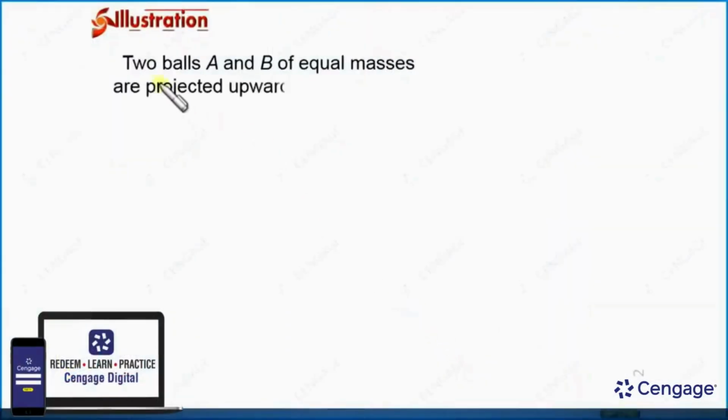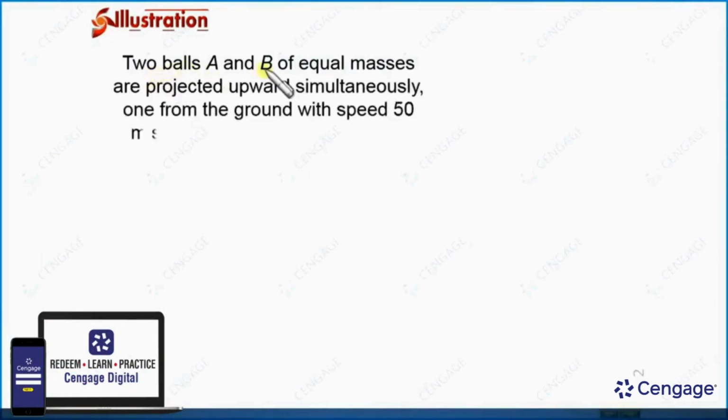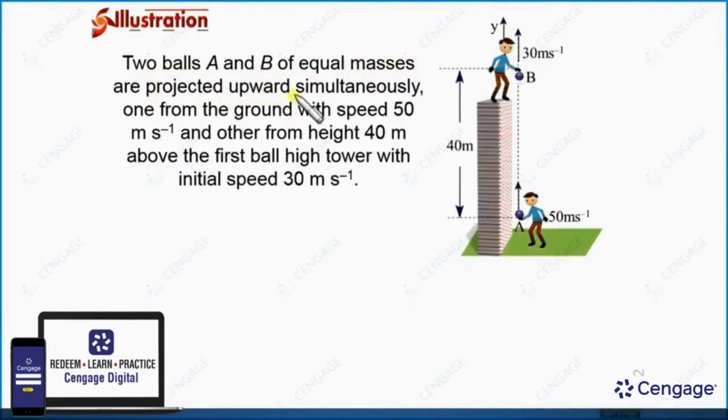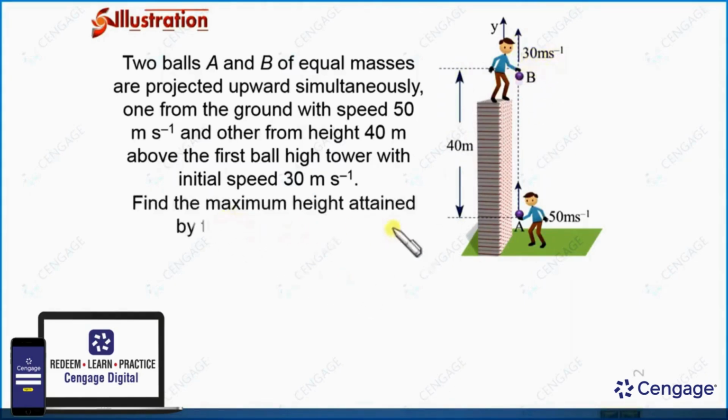In this illustration, two balls A and B of equal masses are projected upward simultaneously, one from the ground with speed 50 meter per second in the upward direction. You follow the diagram. The second is from the top of a building of height 40 meter, and it is also projected in the upward direction with speed 30 meter per second. Find the maximum height attained by their center of mass.